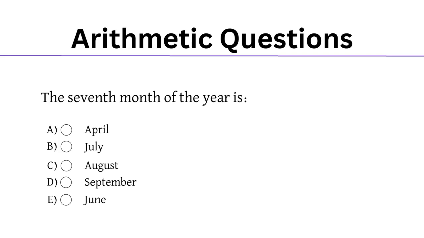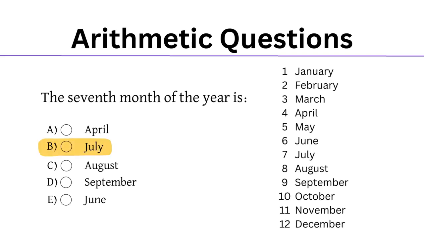The seventh month of the year is blank. The answer is B, July. Instead of memorizing every month's numerical value or counting from January, the best strategy is to create reference points, remembering certain months and counting from there.